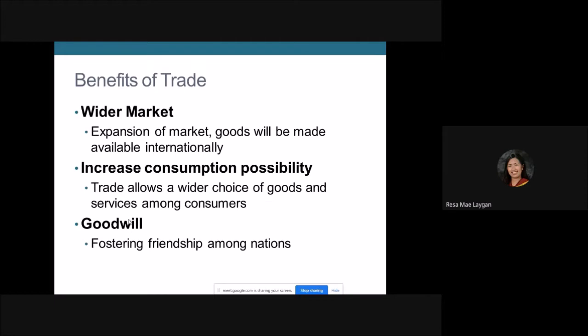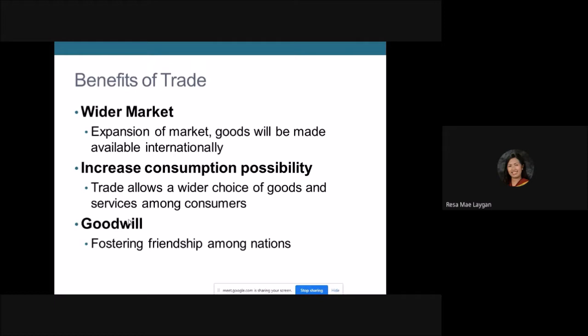Another, increased consumption possibility. So trade allows a wider choice of goods and services among consumers. Since trade results in specialization, the consumers will be able to consume more quantities of a variety of goods available, and thus increasing the welfare. Because we will be able to meet the needs and wants of the people. Diba? And another is goodwill, like fostering friendship among nations.